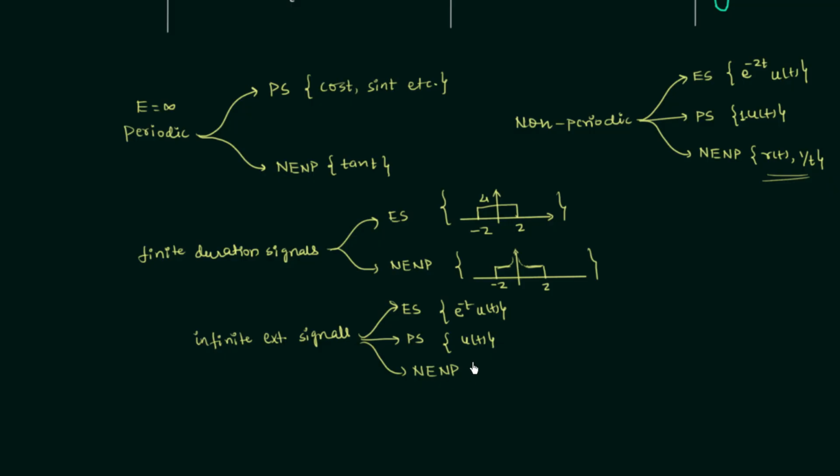Now let's see the example of an NENP signal, which is an infinite extension signal. It is the ramp signal or 1 by t square. We have seen these two signals in the last presentation, and they are infinite extension signals with increasing amplitude. So this is all for this lecture. If you have any doubt, you may ask in the comment section. This was one complete summary of what we have learned till now regarding energy signals, power signals, and NENP signals.